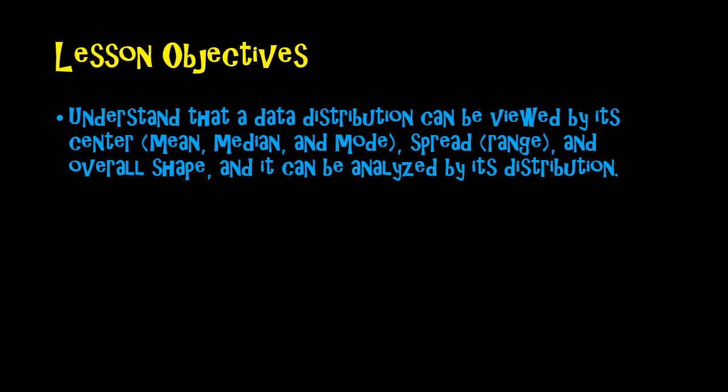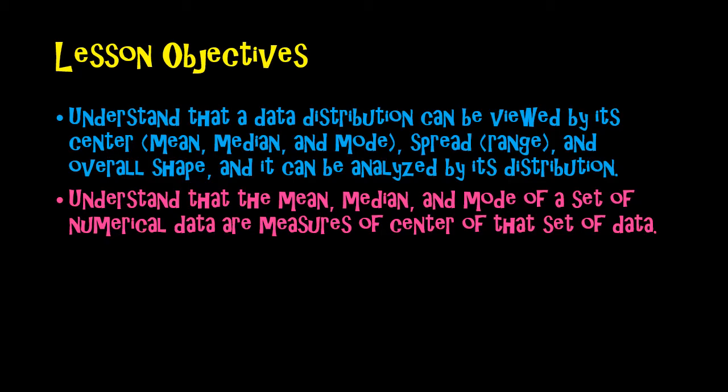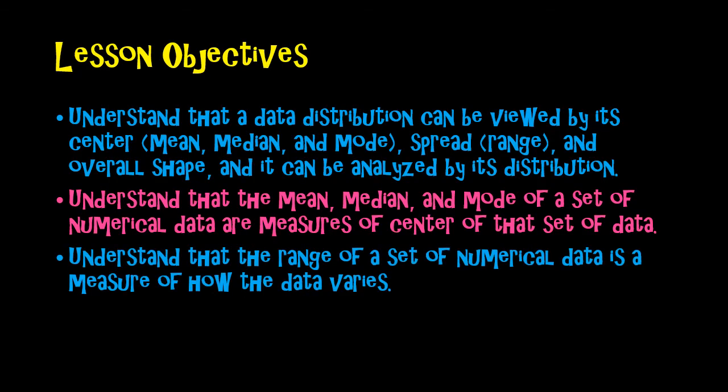Lesson objectives. Understand that data distribution can be viewed by its center, mean, median, and mode, spread, range, and overall shape, and it can be analyzed by its distribution. Understand that the mean, median, and mode of a set of numerical data are measures of center of that set of data, and understand how the range of a set of numerical data is a measure of how data varies.